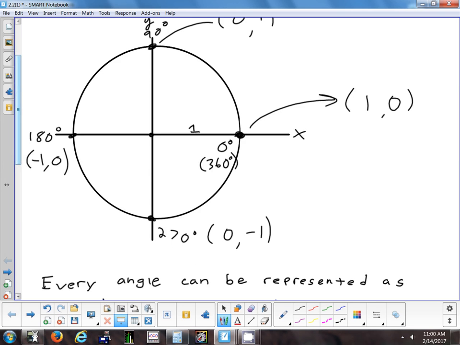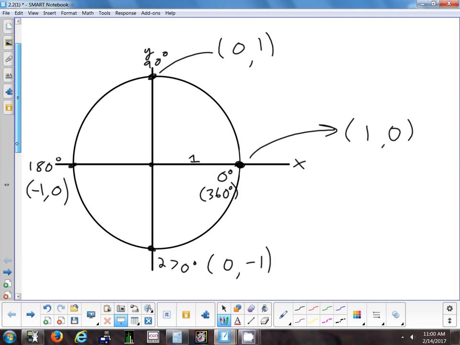Okay, so any questions on that? So those are the 4 easiest angles to find the coordinates for, because first of all, the numbers are nice. There's no decimals or fractions. And one of the numbers in every coordinate is always a 0. Any questions on how we did that?